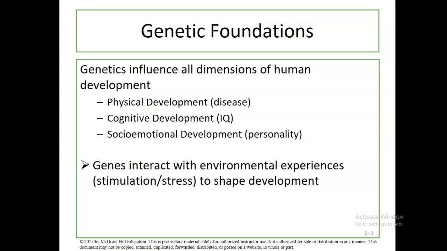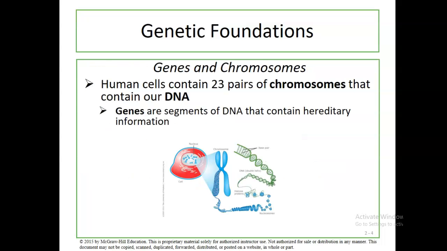It's important to note that genes interact with environmental experiences, nature and nurture, to shape our development. And so environmental experiences can be both positive and negative. So environmental stimulation can include social interaction as well as education. And then we also have negative environmental experiences, which we describe as stress, things like trauma, and negative social interactions or negative personal experiences, which vary greatly.